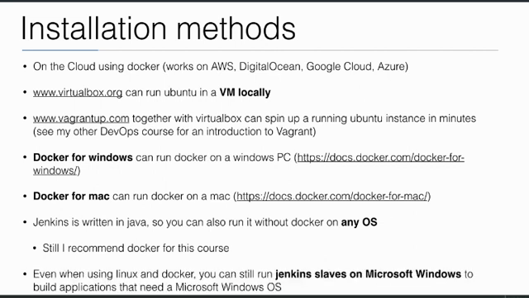Even when using Linux and Docker, you can still run Jenkins slaves, which I'll cover later, on Windows. Don't worry about building software that needs Microsoft Windows. You can install Jenkins on Linux, and then you can have a second machine to build Windows projects if necessary. So this is an overview of installation methods. Now let's try to install Jenkins, and that I will show you in the next demo.